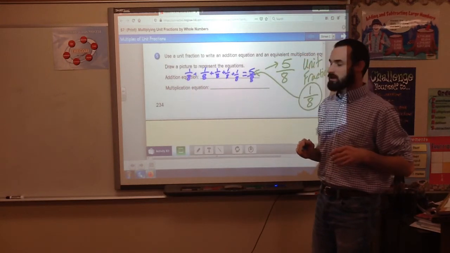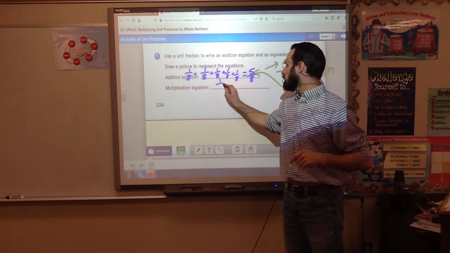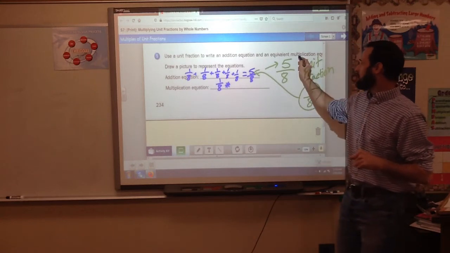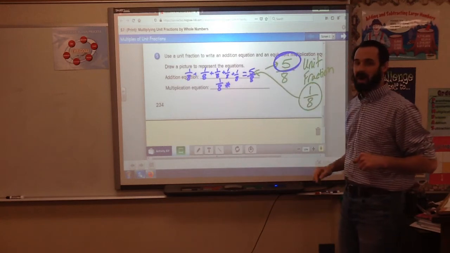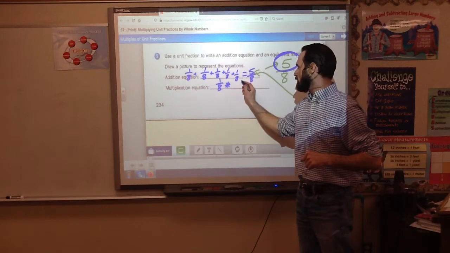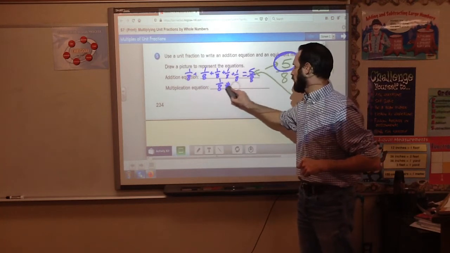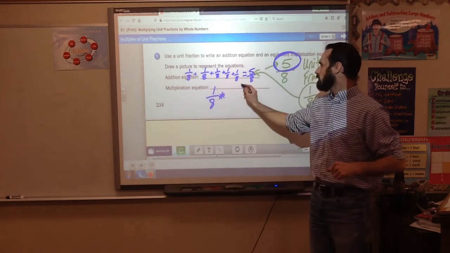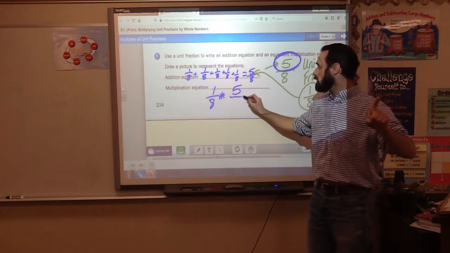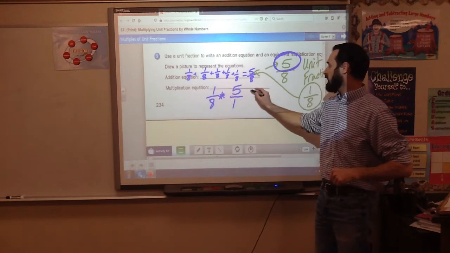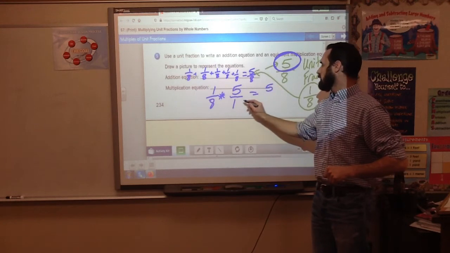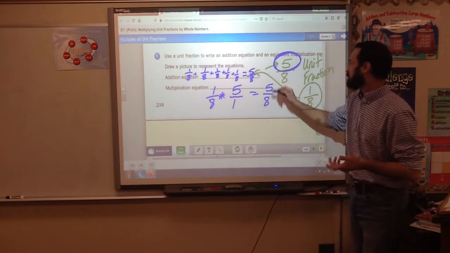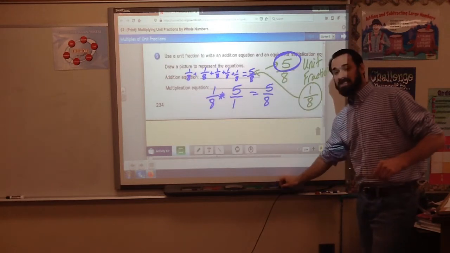In a multiplication equation, though, you're still going to use that unit fraction. 1/8, and we're multiplying. How many times do we need to multiply it? We need to multiply it by 5. But instead of just writing 5, I'm going to actually write this down below where we've got a little more room. So we're going to have 1/8 times 5. We always put that over 1. 1 times 5 is 5. And 8 times 1 is 8. There is your answer, 5/8. So hopefully this made sense for you today.